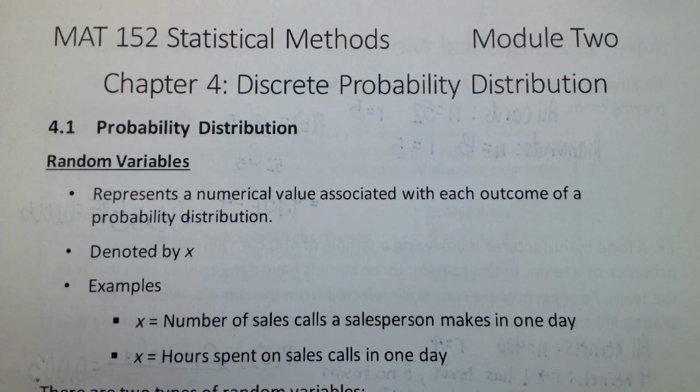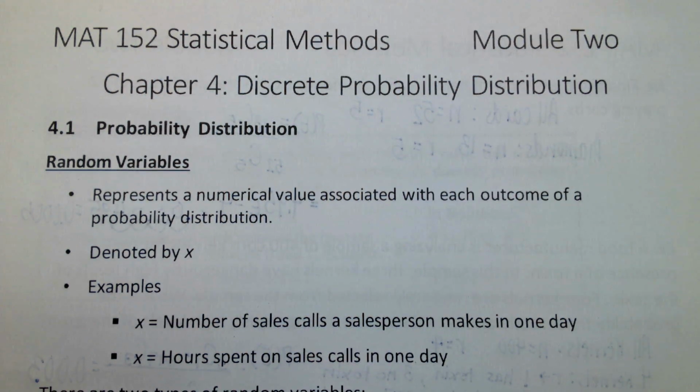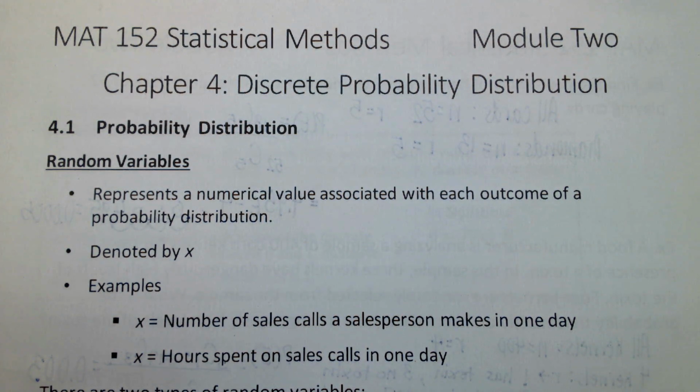Alpha 52, Statistical Methods, Chapter 4, Discrete Probability Distribution. So in this lesson, we will be covering probability. How do we come up with those numbers? Building on the last section, which was Chapter 3, we get into the types of data that we're collecting and how we calculate our probability based on that.